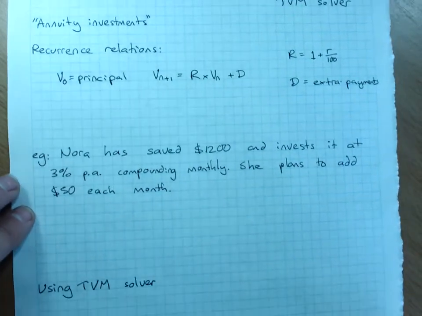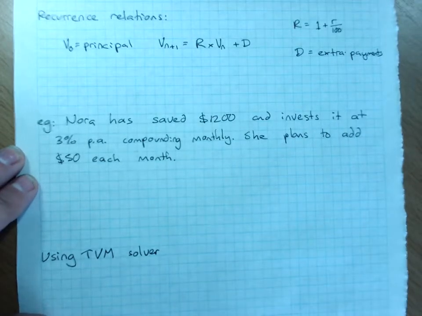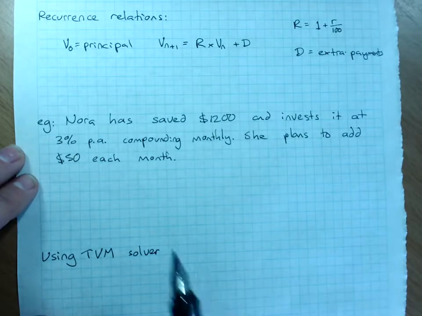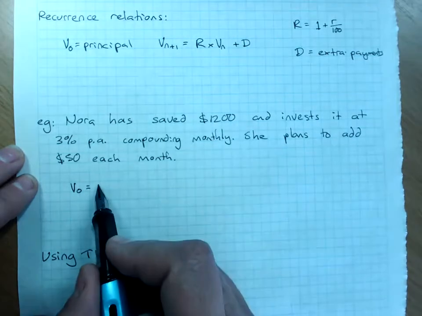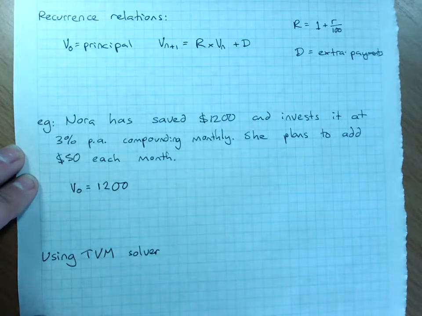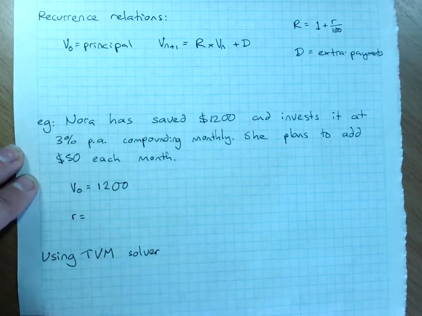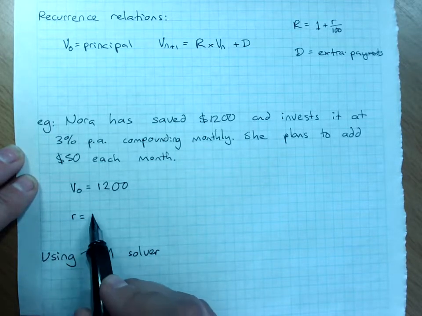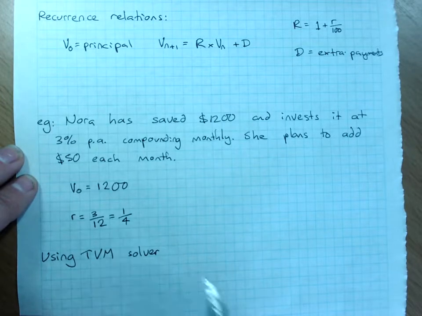So if we were writing a recurrence relationship for this scenario, where Nora has saved $1,200, invests it at 3% per annum compounding monthly, and adds $50 each month, V0 is our principal of $1,200, and we'd want to work out the interest rate monthly. So our interest rate r is going to be 3 divided by 12, that's nice and easy, that's 1/4.